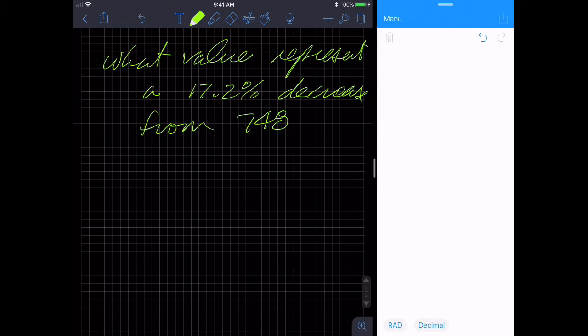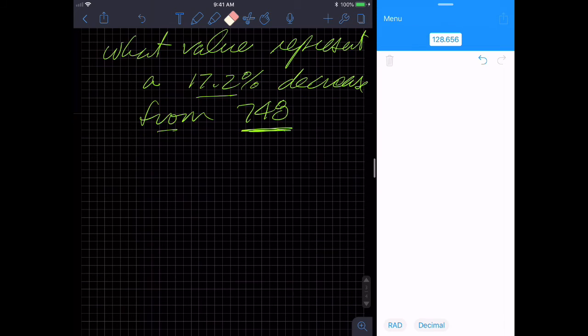So this is kind of a backwards problem. I don't know what the new amount is. I know what the original amount was, 748. Just understand that if it's a decrease, I need to make sure that I have a negative symbol for my 17.2, or it's going to be incorrect. The math is going to be wrong. And I'm going to have my new value, which I don't know because I'm going to decrease from 748. So my new value is unknown.